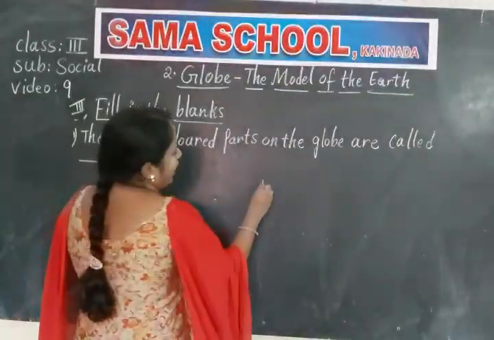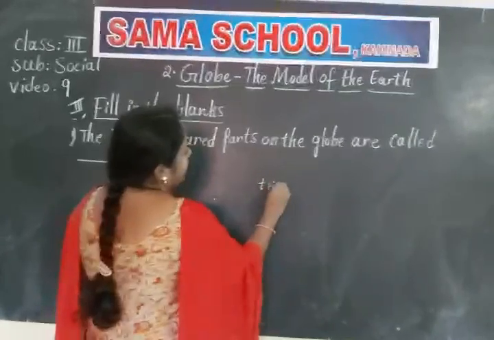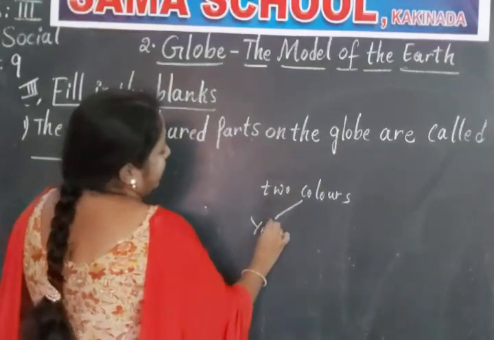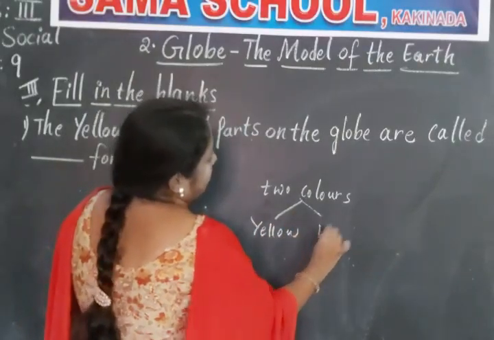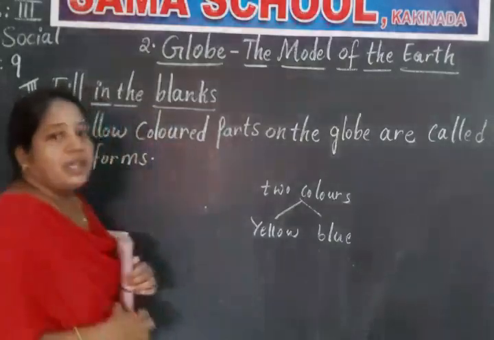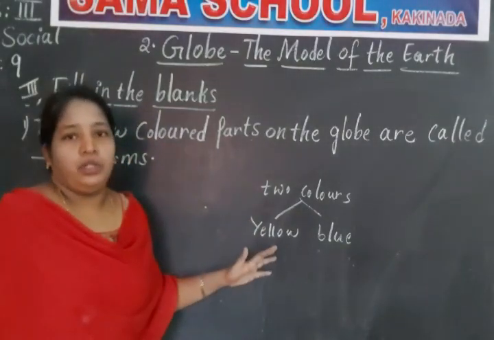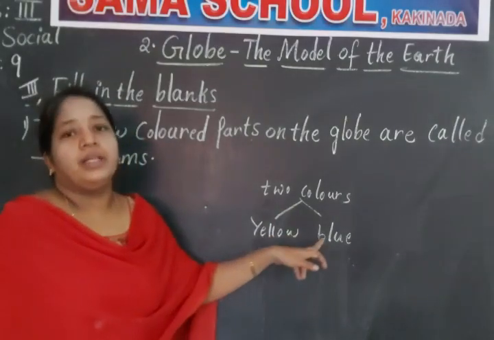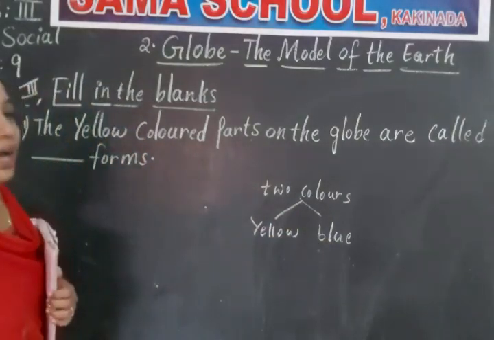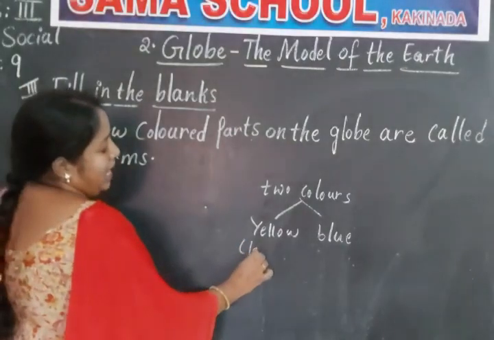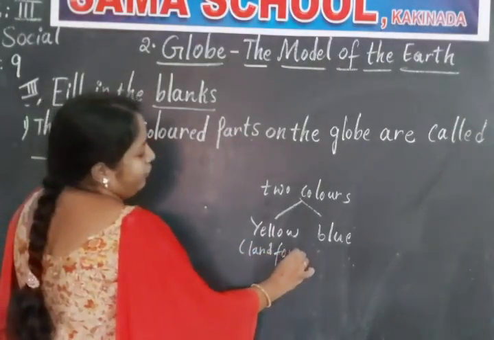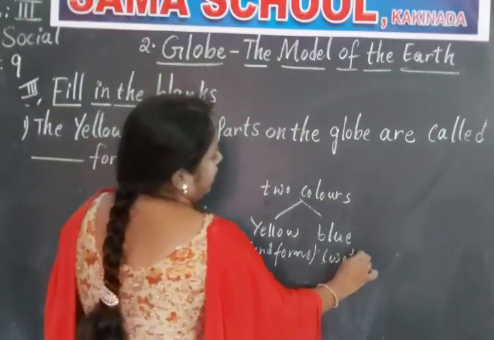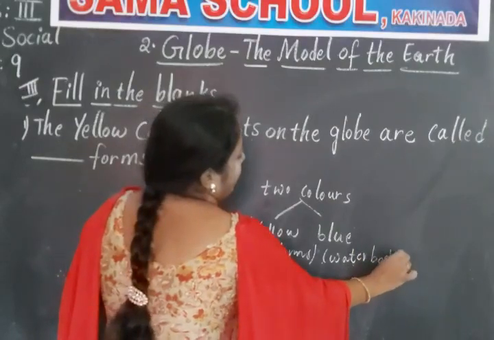And you observe two colors on the globe. What are the two colors you observe on the globe? One is yellow and the other one is blue color. These are the two main colors. Actually, some more colors are there on the globe, but mainly we find these two colors. The yellow color indicates landforms, and the blue color indicates water bodies.